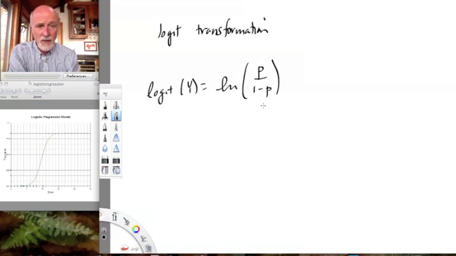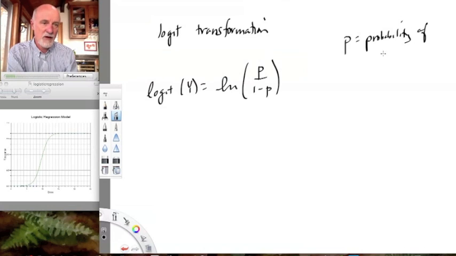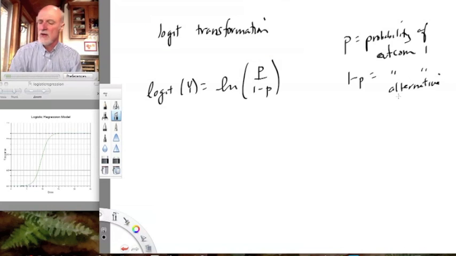And that involves nothing more than, so a logit of y equals the natural log of the probability of something happening over the probability of it not happening. Okay, so P is the probability of outcome 1, and 1 minus P is the probability of the alternative, if we have just 2 possibilities. Okay, so if y is alive or dead, P might be the probability of being alive, and 1 minus P is the probability of dying. Of course, you can always swap it around too.